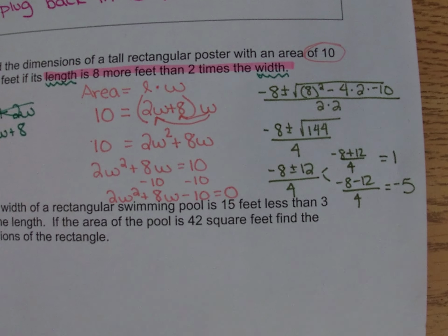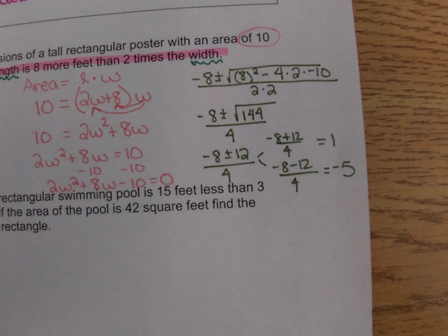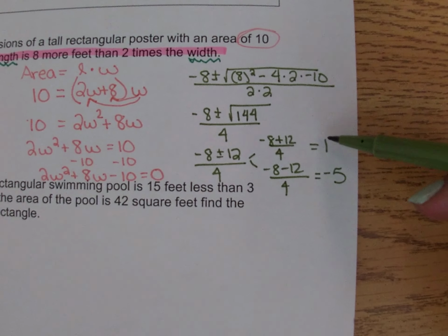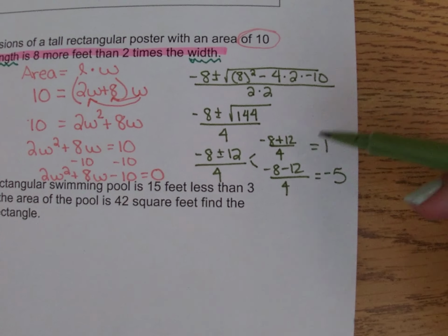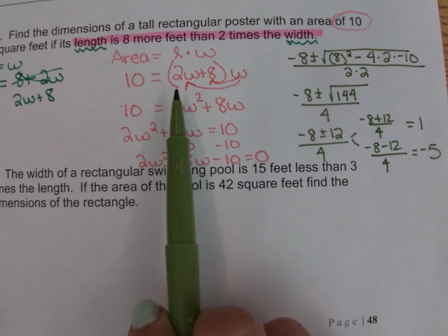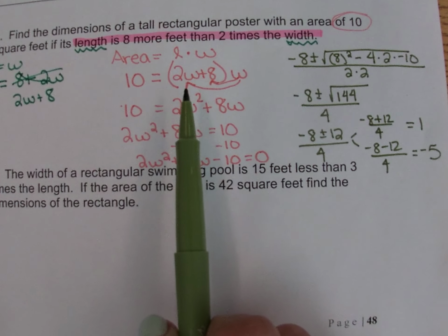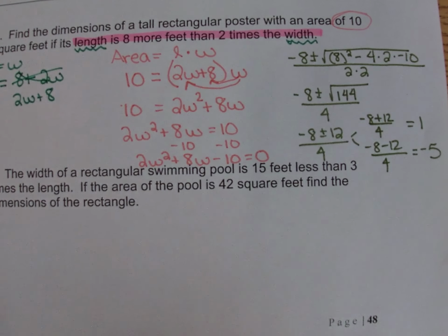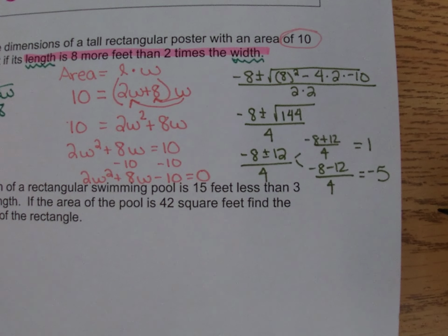So once you're here, you now have a decision to make. And this part is a little bit tricky, a little bit higher order thinking here. We have to recognize what we just solved for, right? Our variable in our equation was W. So we just solved for W. That means our width equals 1 or negative 5.